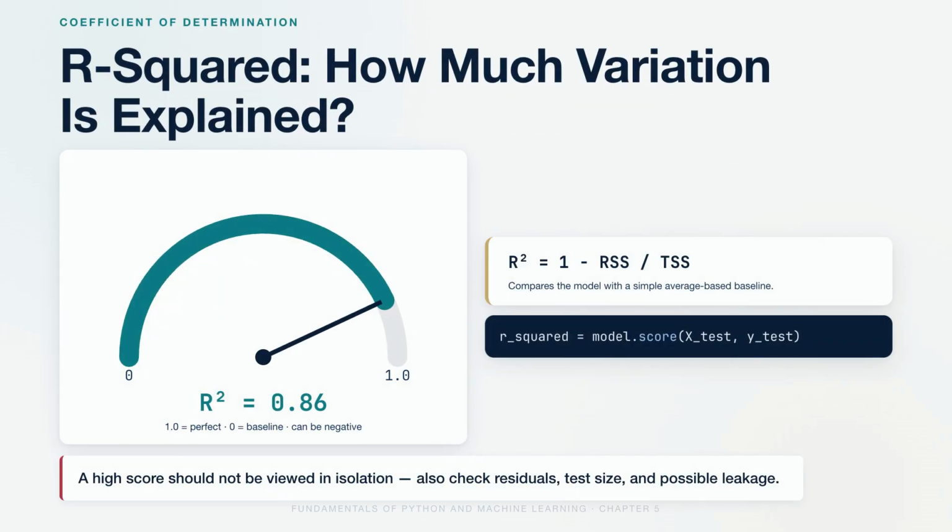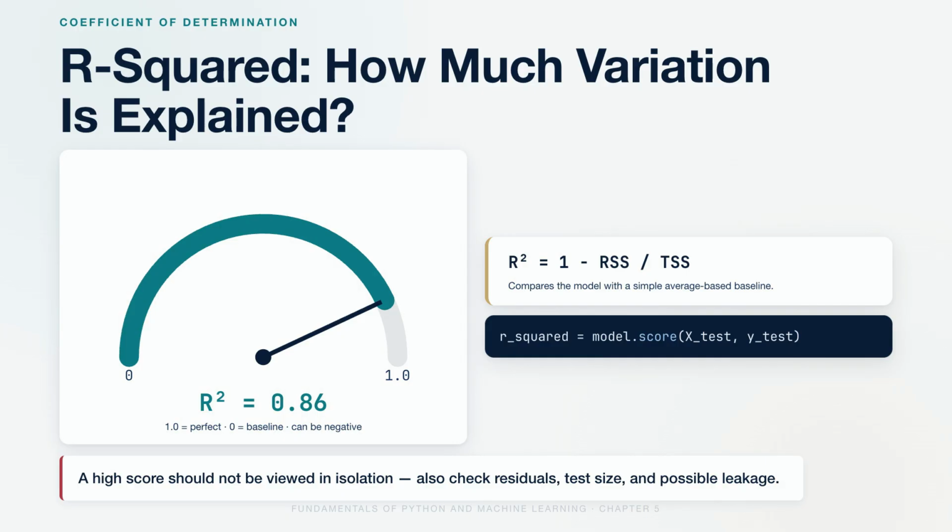For linear regression, the model's score method returns the R-squared value, also called the coefficient of determination. R-squared compares the fitted model with a simple baseline based on the average target value. The formula is 1 minus the residual sum of squares divided by the total sum of squares. A value of 1 indicates that the predictions perfectly matched the observed test values. A value closer to 0 indicates that the model explains less of the variation in the test target. R-squared can also be negative when the model performs worse than the baseline comparison.